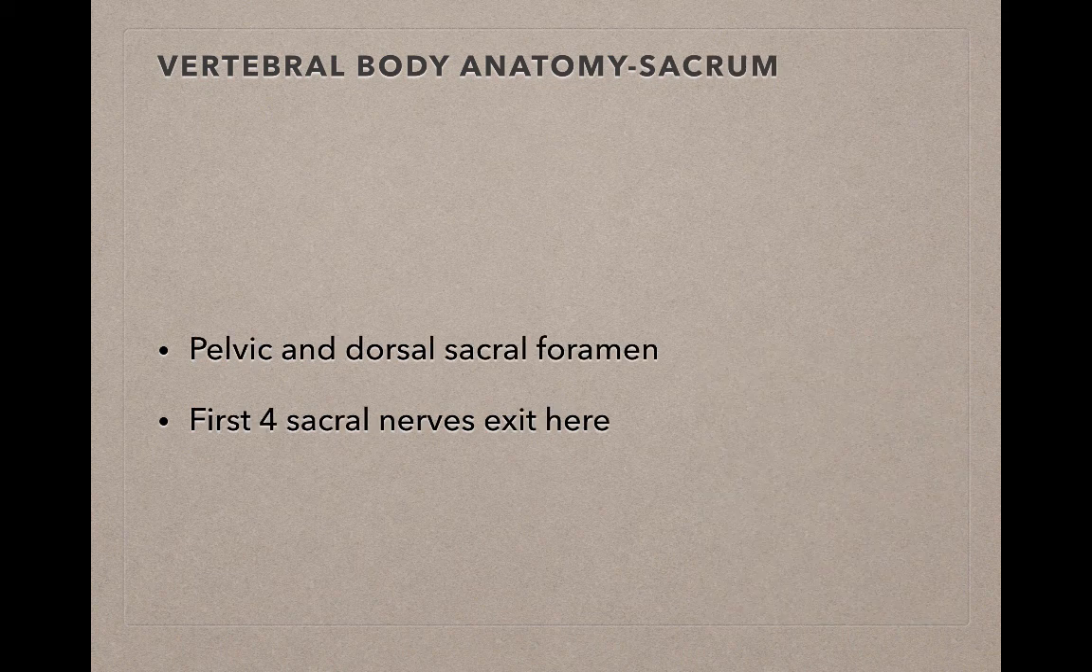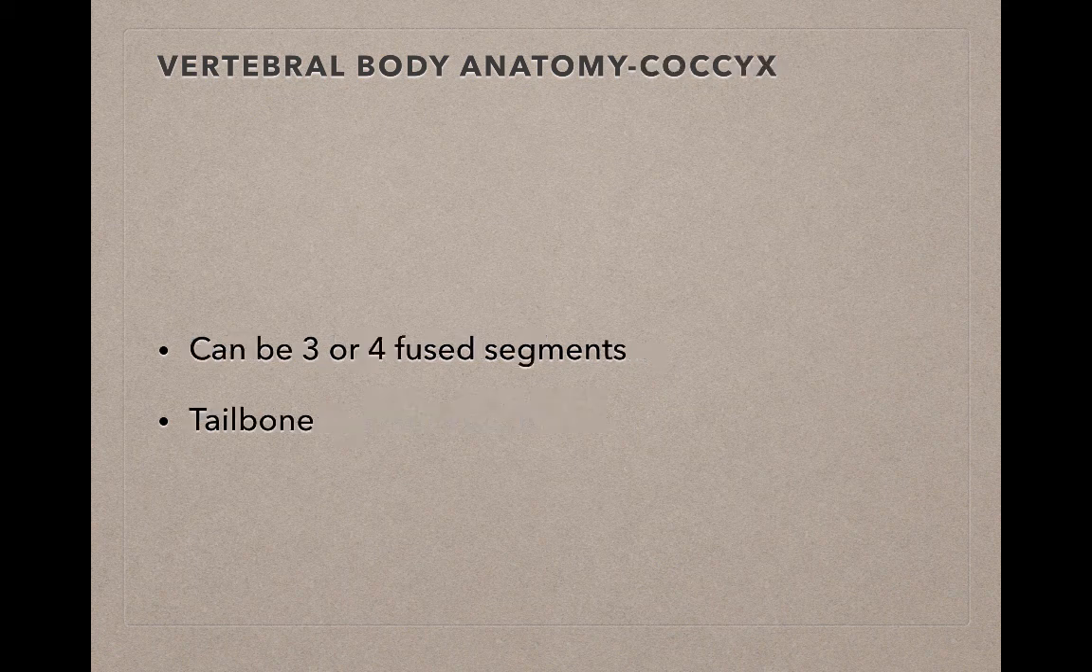The sacrum has pelvic and dorsal sacral foramen, and the first 4 sacral nerves are going to exit from here. And again, this is a bone that is comprised of 5 fused segments. And then finally, the coccyx. Most references list 4 fused segments. It can be 3, commonly referred to as a tailbone. There's not too much to say about the coccyx.